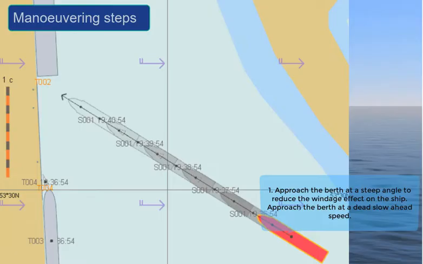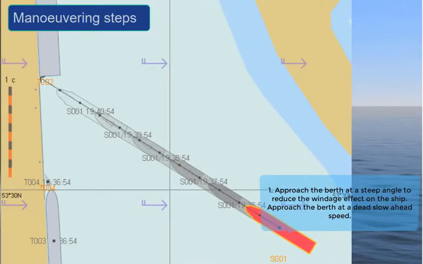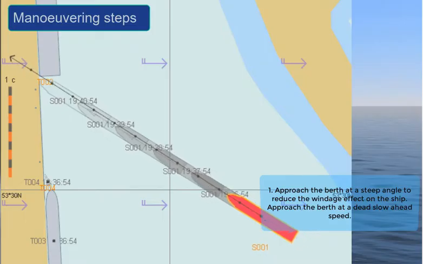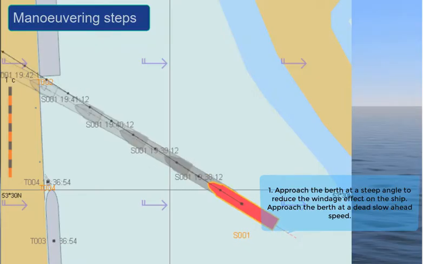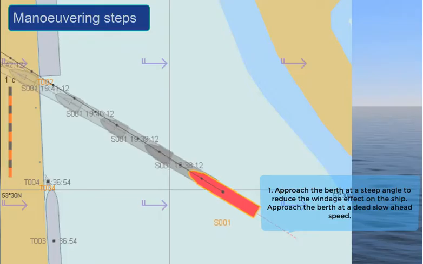Maneuvering steps. There are mainly four basic steps. Step 1. Approach the berth at a steep angle to reduce the windage effect on the vessel. Prepare a bowline, forward bowsprit and stern line to be sent to the quay. The stern line should be passed from the forward position. Approach the berth at a dead slow ahead speed.